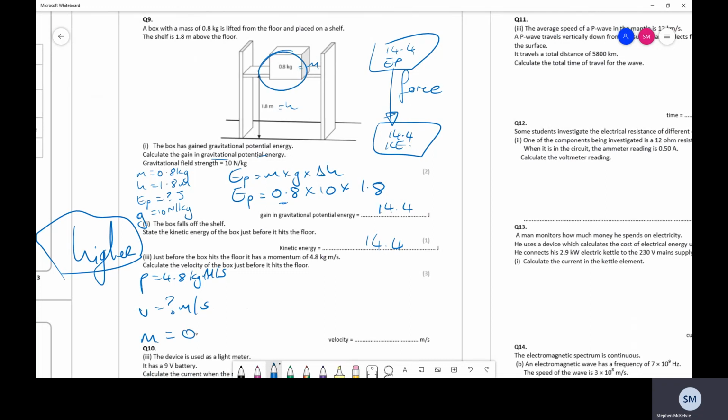It is 0.8 kilograms. The equation for momentum: momentum equals mass times velocity. I shall rearrange my equation, divide across by m, p over m is equal to v. I shall do 4.8 divided by 0.8, giving me my answer. The velocity is 6 meters per second.